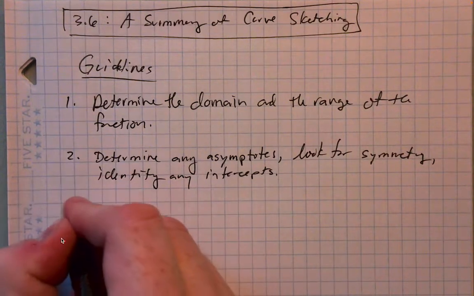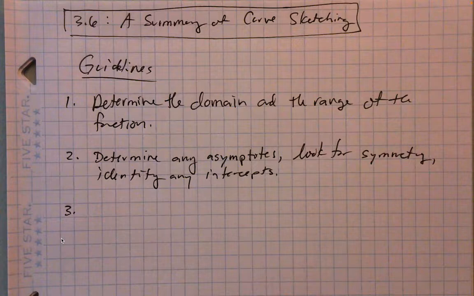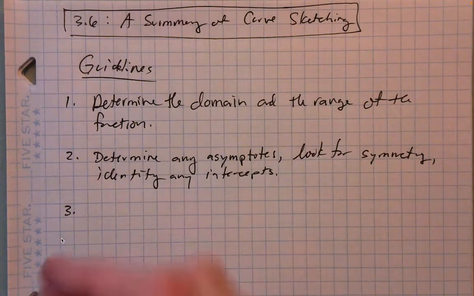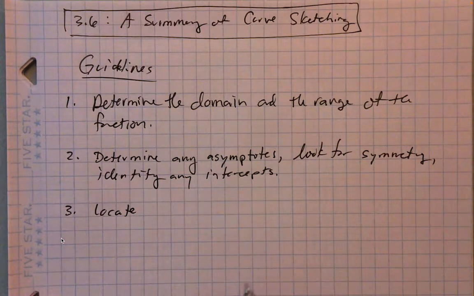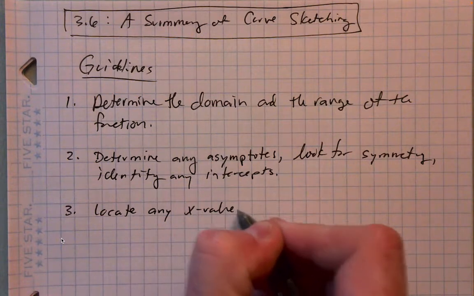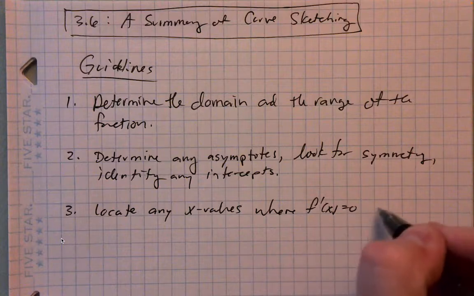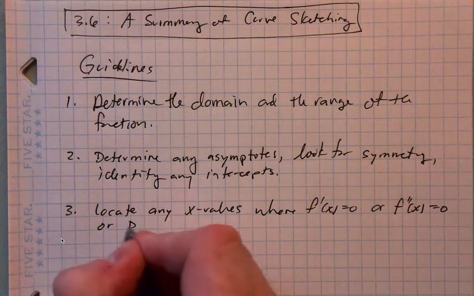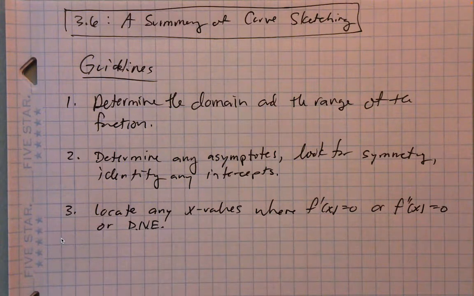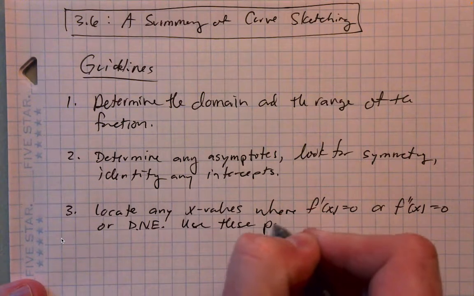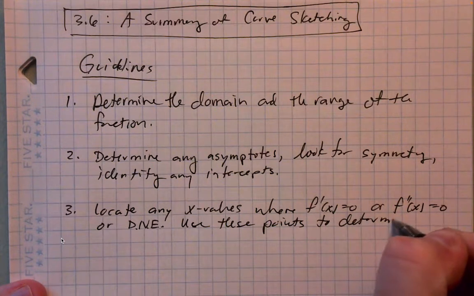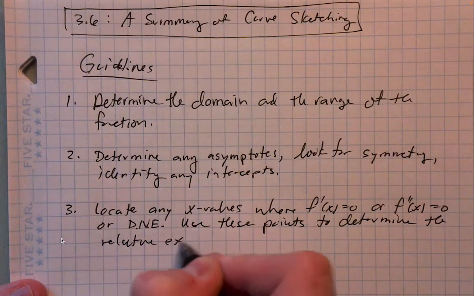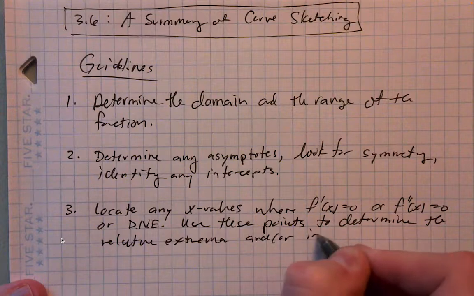And then the third guideline would be to locate the x values where the derivatives are 0 or do not exist. And this is the calculus-specific piece of it. So locate any x values where f prime of x equals 0 or f double prime of x equals 0 or do not exist. Locate any x values where the first or second derivative are equal to 0 or do not exist. And then we're going to use these points to determine the relative extrema and/or inflection points.